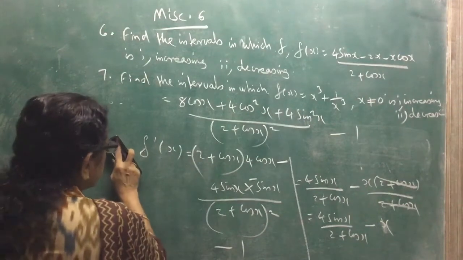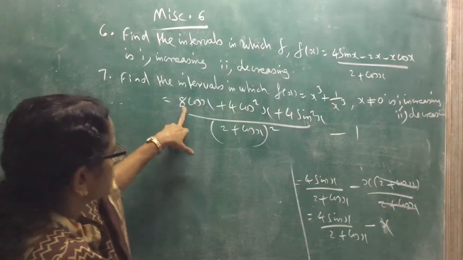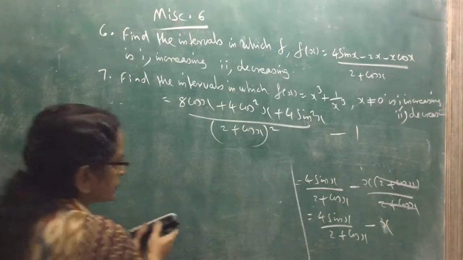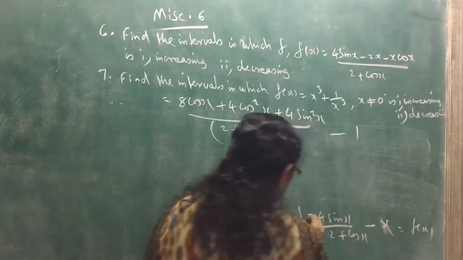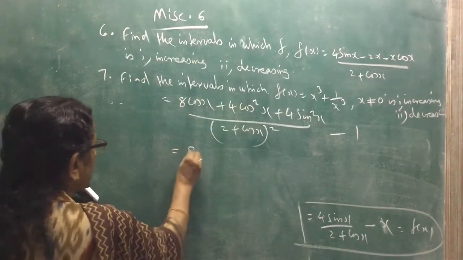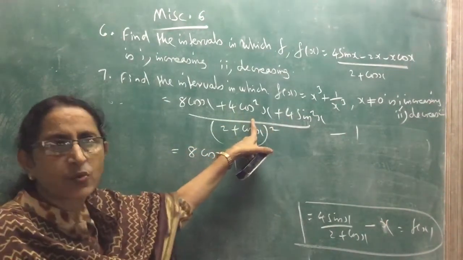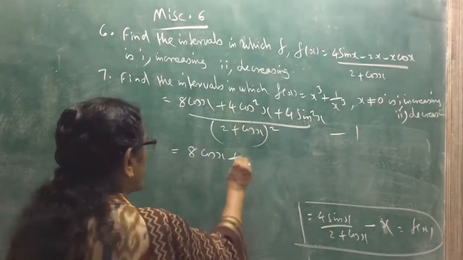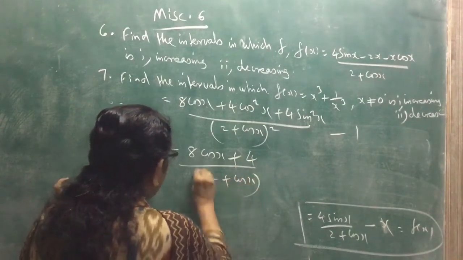Now we can simplify that. We get 8 cos x plus 4 cos square x plus 4 sin square x. Here we can take 4 common: 4 into sin square x plus cos square x, and sin square x plus cos square x is 1. So we get only 4 here, divided by 2 plus cos x whole square, then minus 1.